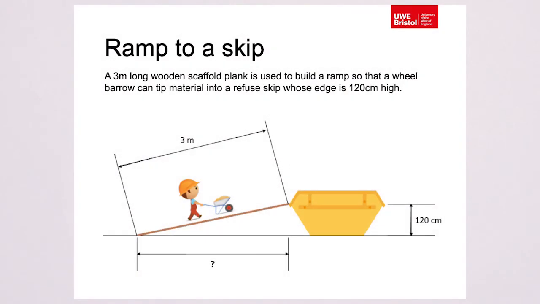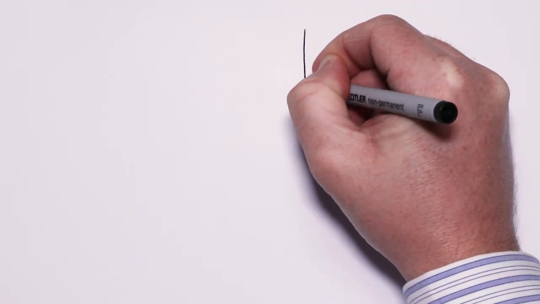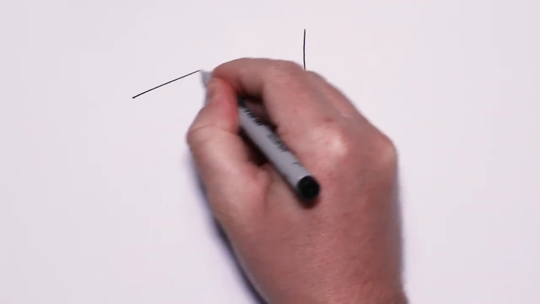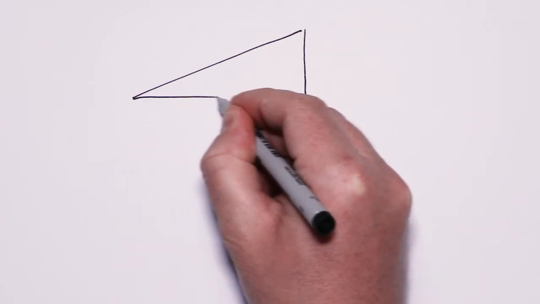In this example, you have the lengths of two of the sides, but not the angles. So how do we carry out this calculation? So we have a 3 meter long scaffold plank being used to build a ramp up to the skip. The side of the skip is 120 centimeters high. How far does the ramp reach out? Let's draw our problem. Here is the side of the skip. Here is our plank, and here's the ground.